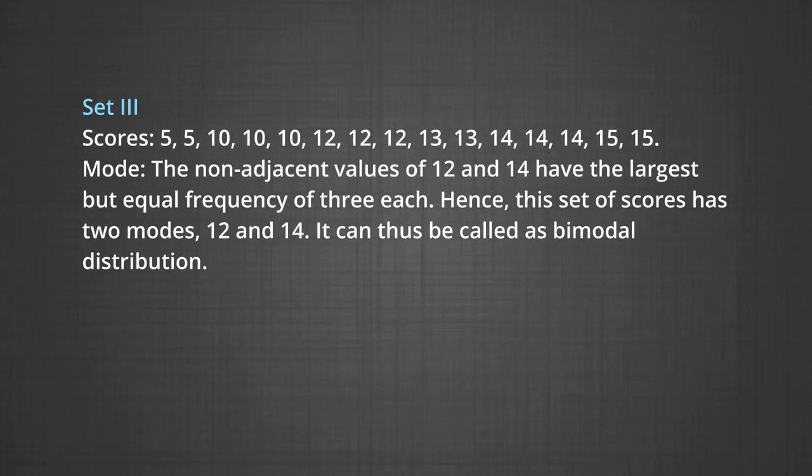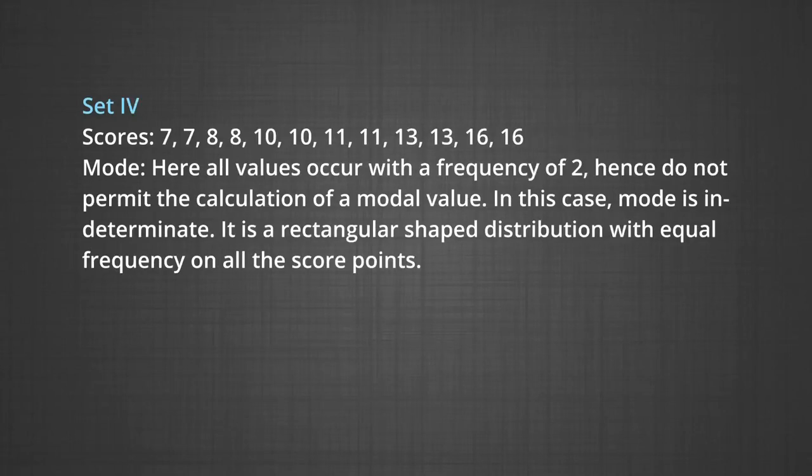Mode. The non-adjacent values of 12 and 14 have the largest but equal frequency of 3 each. Hence, this set of scores has two modes, 12 and 14. It can thus be called the bimodal distribution. We have a fourth situation.